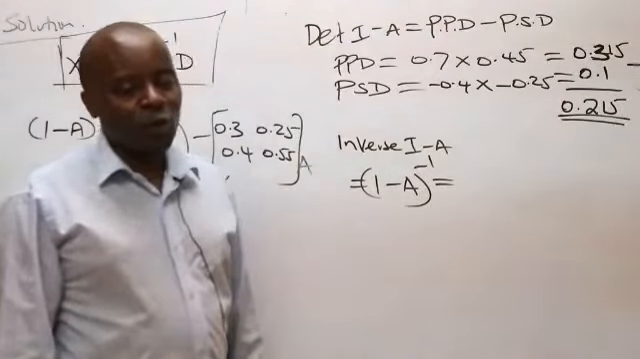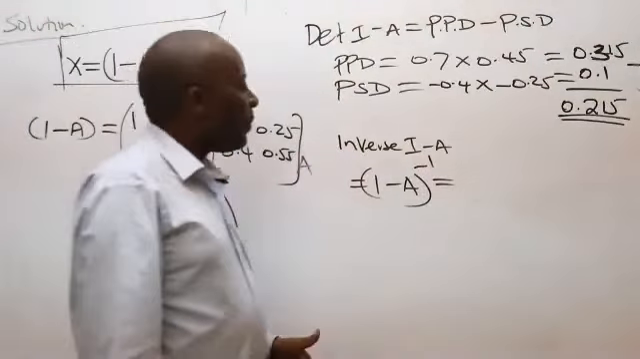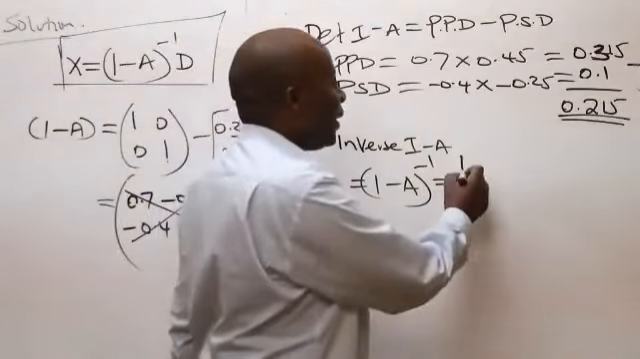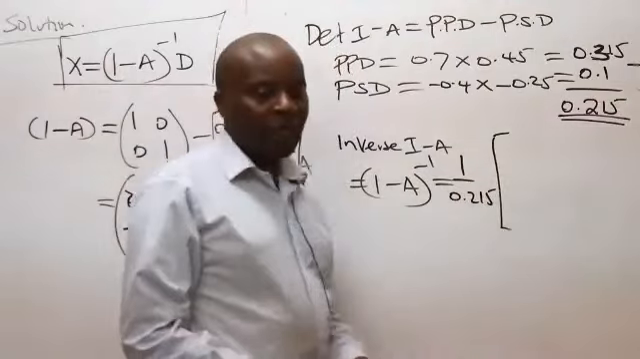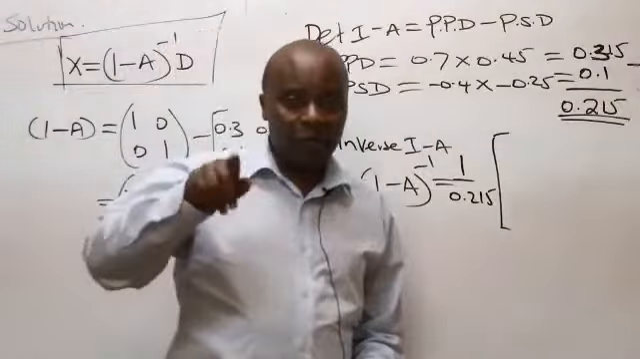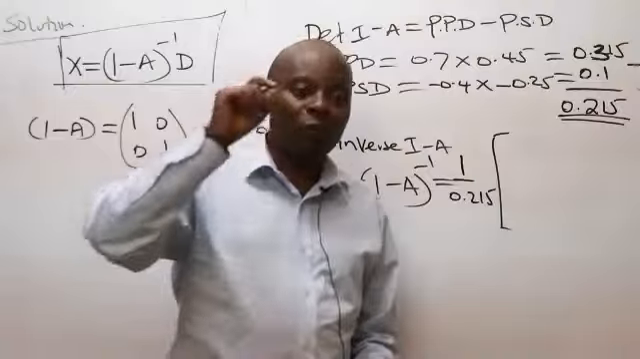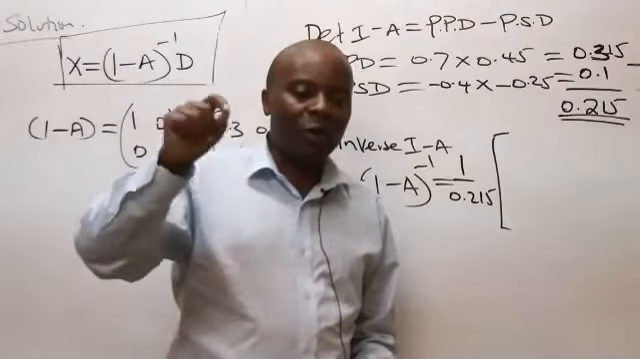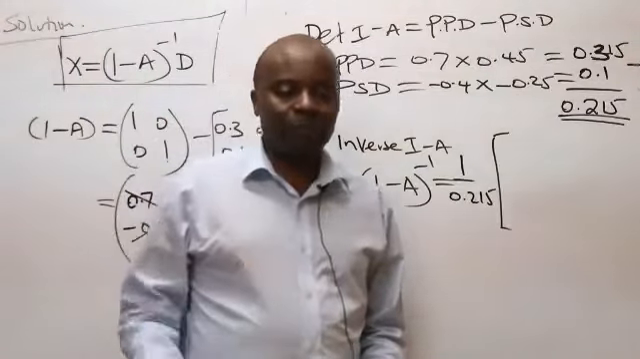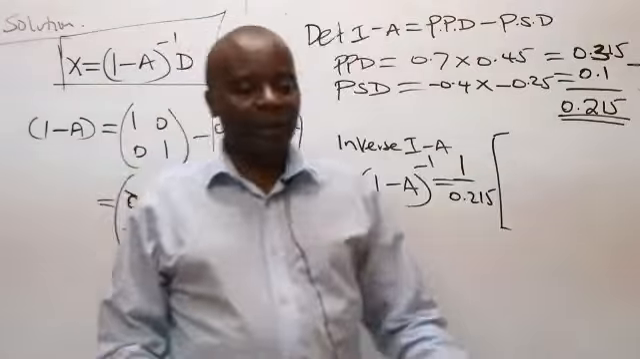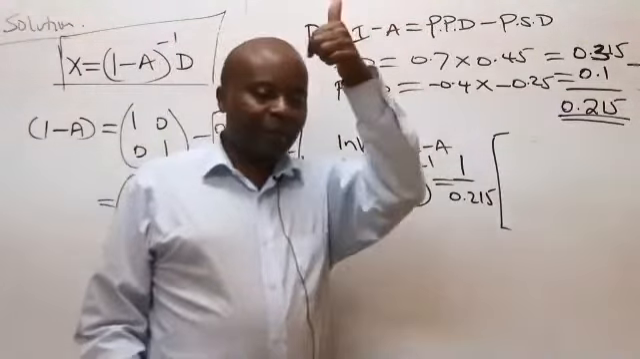0.215. Thank you very much. So it means the inverse will be 1 over the determinant, into, while inversing, what is it that we normally do for primary diagonal elements? We swap them. Thanks, Gertrude.